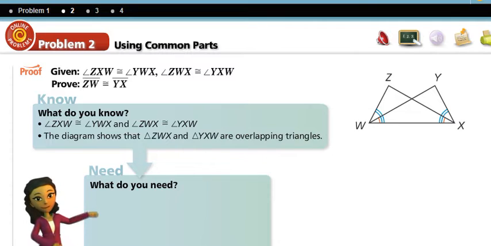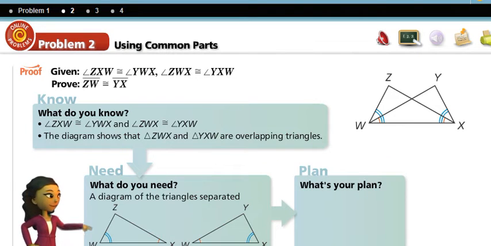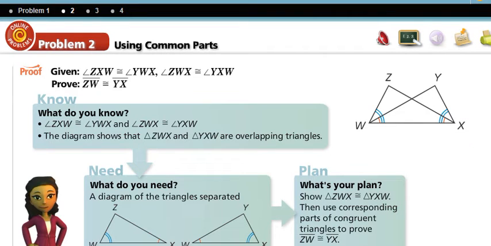What do you need? You need a diagram of the triangles separated. What's your plan? Show that triangle ZWX is congruent to triangle YXW. Then use corresponding parts of congruent triangles to prove that segment ZW is congruent to segment YX.